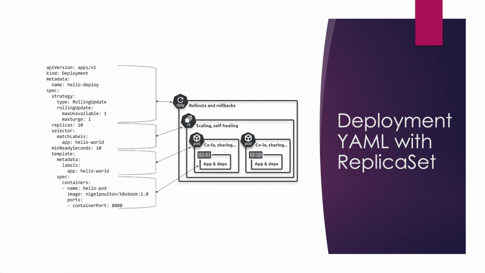There is something in between deployment and pods. It's called replica set. It's the replica set that is actually responsible for scaling and healing, right? And this part over here, from replicas all the way to min ready seconds, is a separate type of object. It's called replica set. So replica set is the thing that performs the actions required for scaling and self-healing.